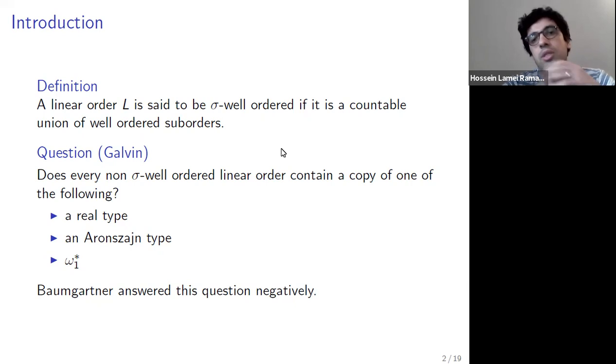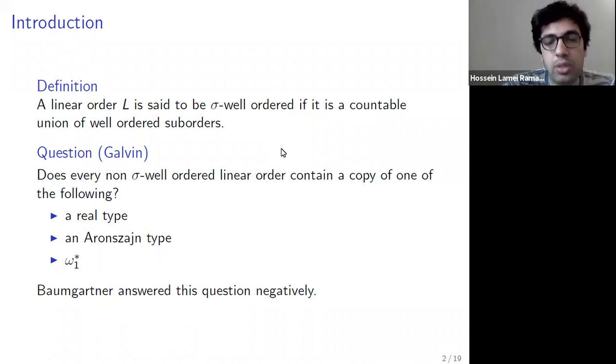Galvin was considering this question because I guess he was looking for a basis for the class of non-sigma well-ordered linear orders. So note that if the answer to this question was yes, then we would have a basis for the class of non-sigma well-ordered linear orders. But Baumgartner answered this question negatively.